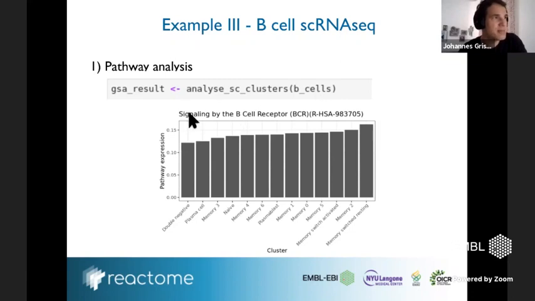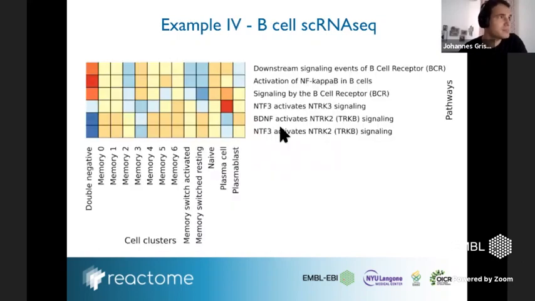And now, for example, for B cell receptor signaling again, I see that for my different cell types there's a big difference in this B cell receptor pathway. So it's a neat way to get pathway level data into single cell data with, I would argue, the least amount of effort.